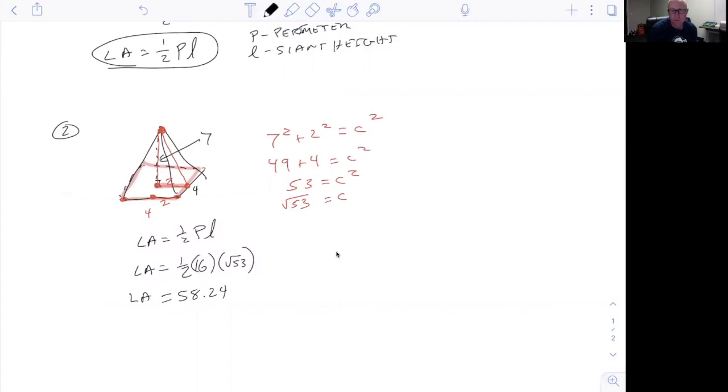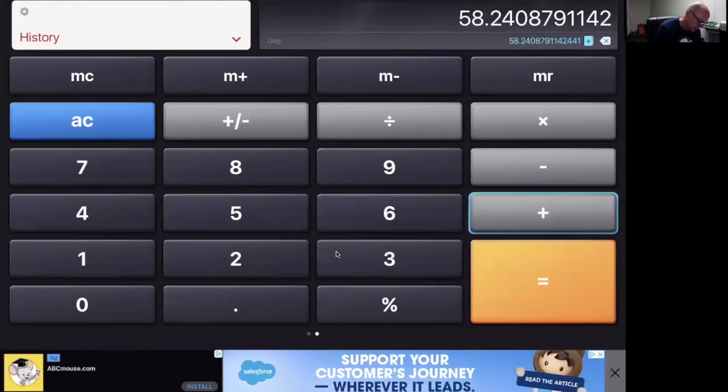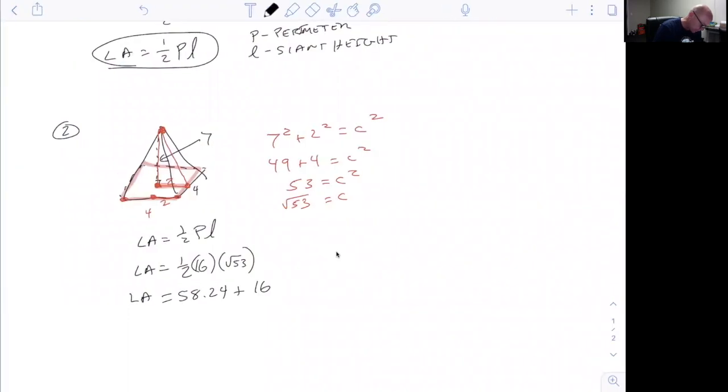Let's keep going. Let's go ahead and find the total surface area of this figure. All I would need to do now is add the area of the base to this. Well, the area of the base is simple, 4 times 4, 16. So let's take my answer, 58.24 of the lateral surface area, and add 16 to that. And I get approximately 74.2 feet squared, or square feet. So that would be the total surface area.